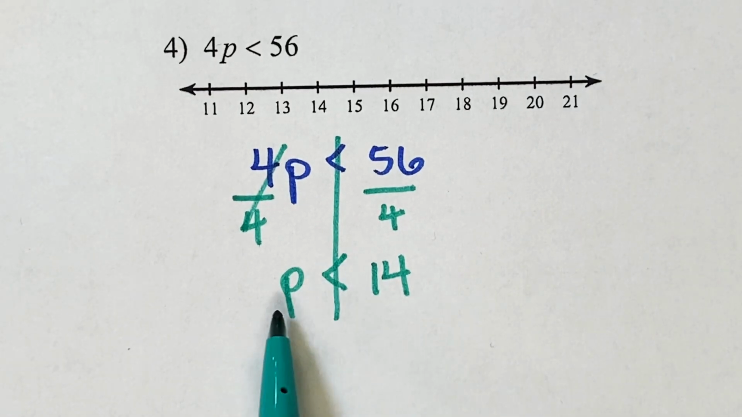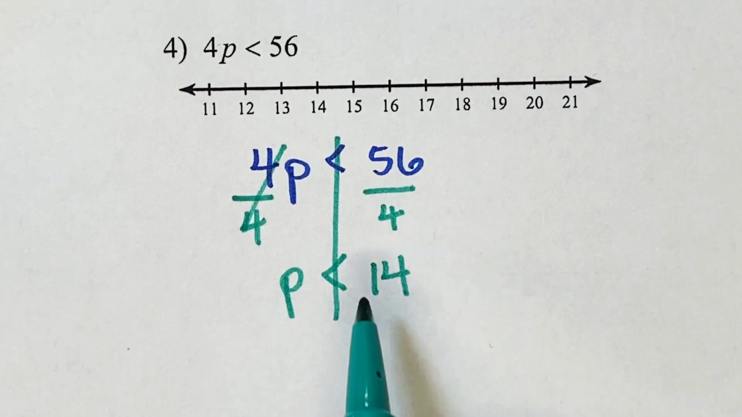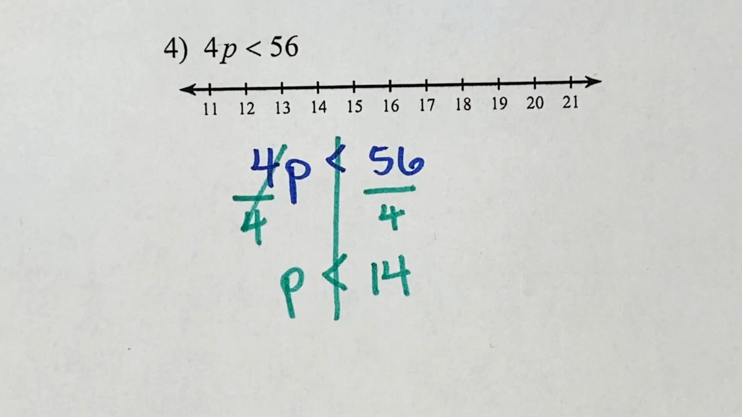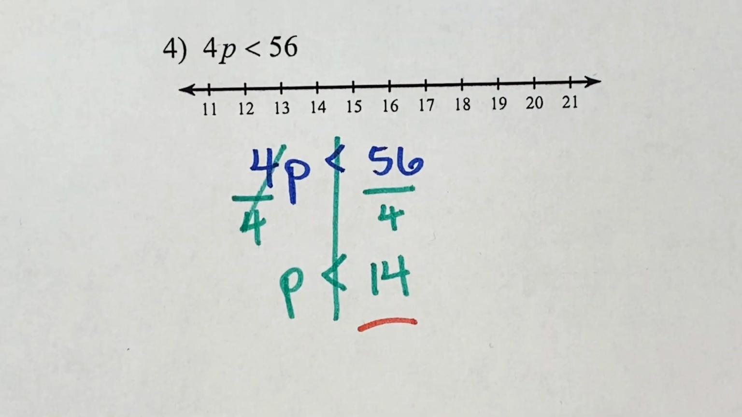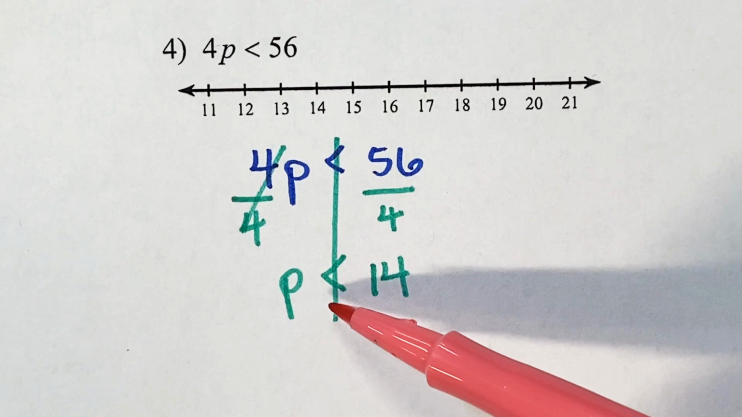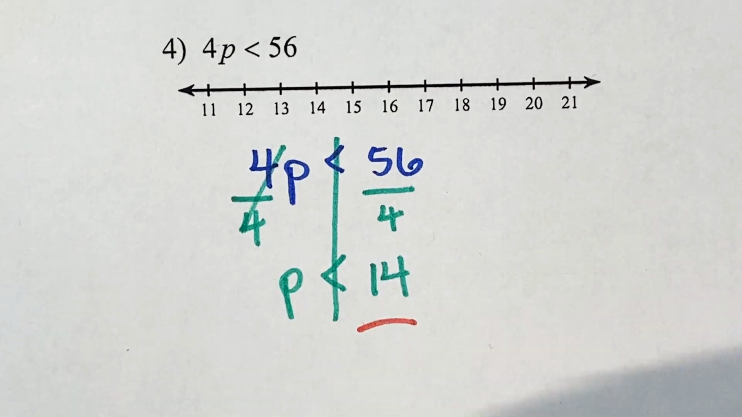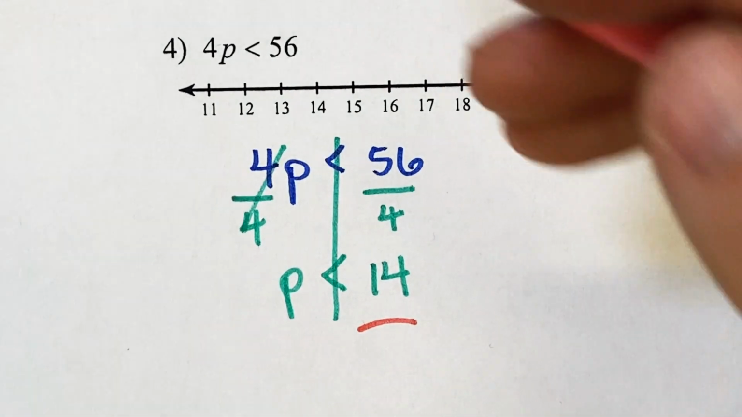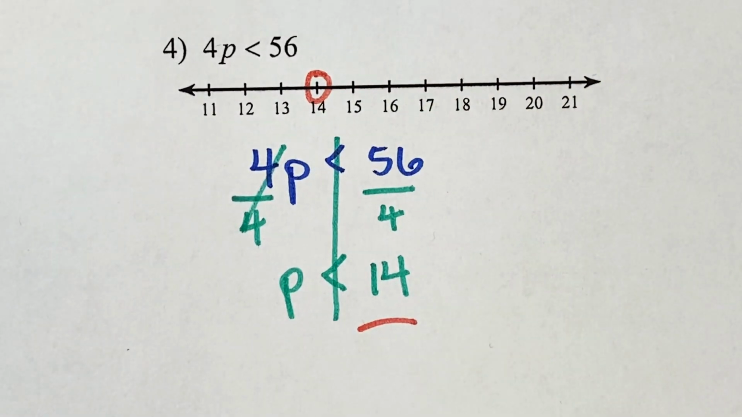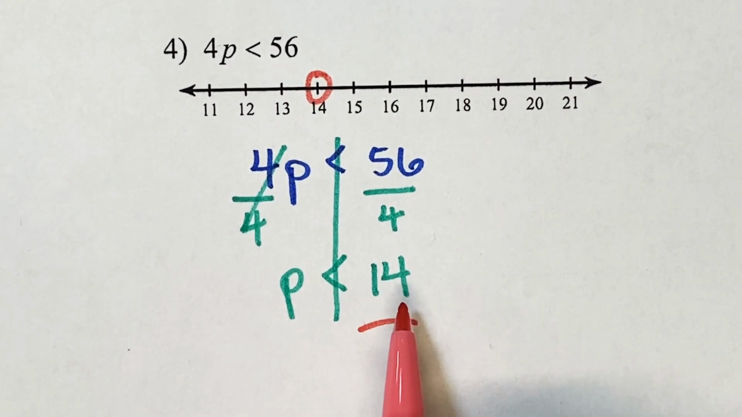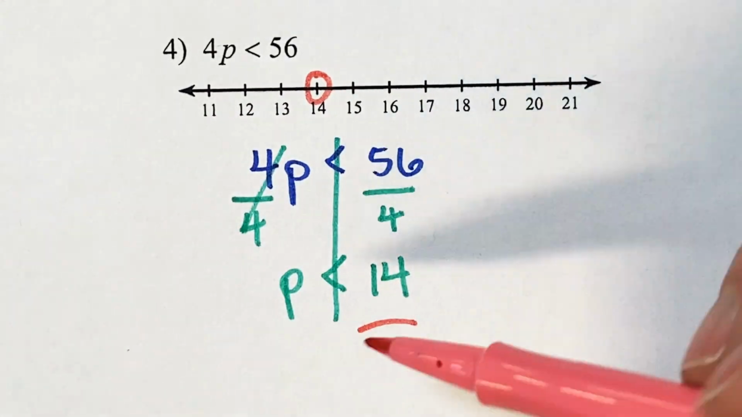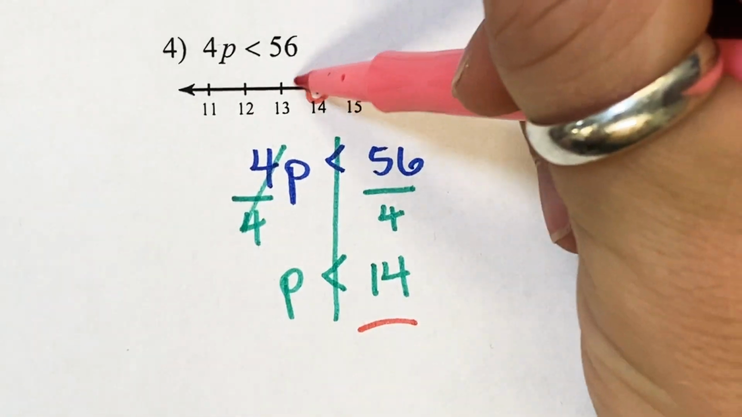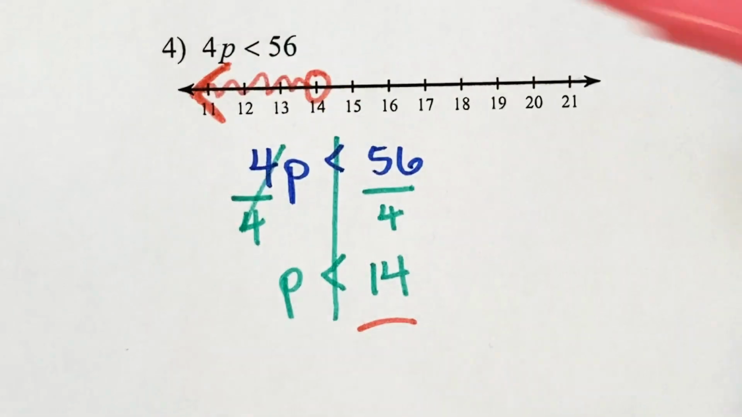This one is awesome because my variable is coming first, which means that is pointing to the direction I'll shade. But first we have to decide what number I am going to put a point at. That's going to be positive 14. And is this going to be an open or a closed point? It's going to be an open point. This is saying P is less than 14. The numbers that are less than 14 are 13, 12, 11, or you can say it's pointing to the left, shade to the left.